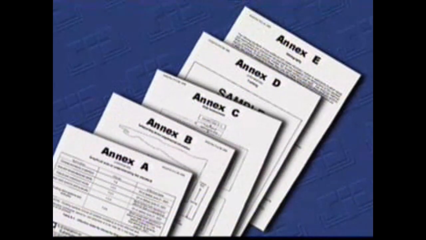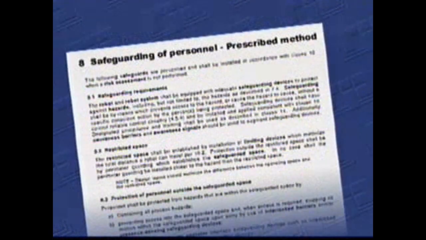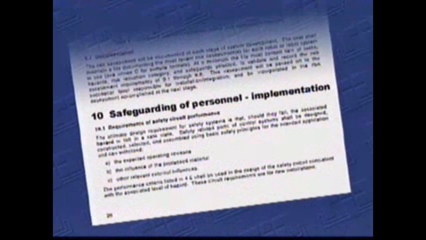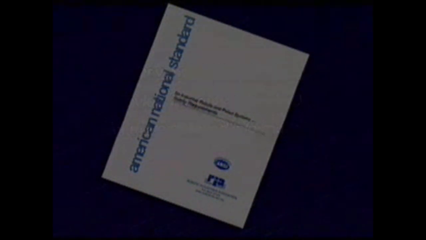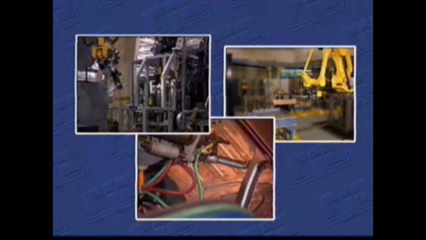Additionally, there are 5 informative annexes to help understanding the standard. This video presents an overview of those sections of the standard that specifically address the safeguarding of personnel. After viewing the program, the entire standard should be reviewed for more detailed information on robot safety. Every robot system is different in terms of size, speed of motion, and payload capacity. The following 3 examples illustrate some of the important ways that robots vary from one another.